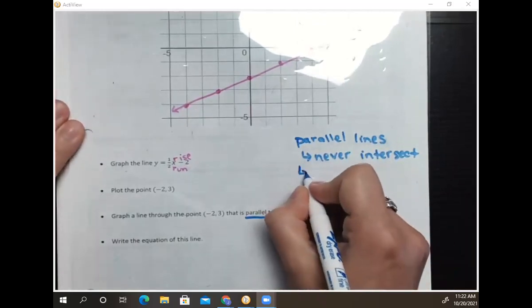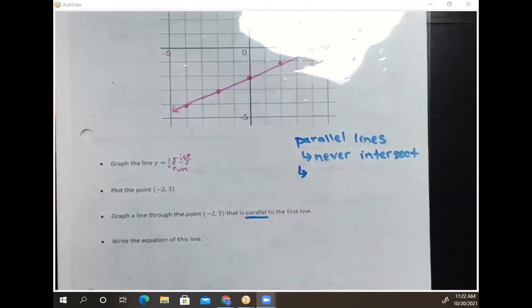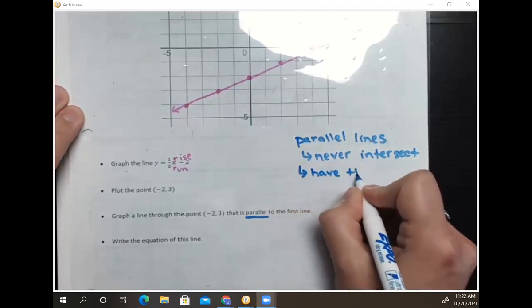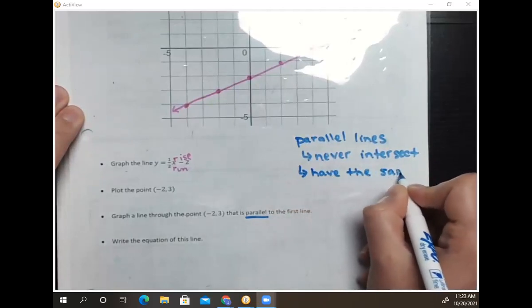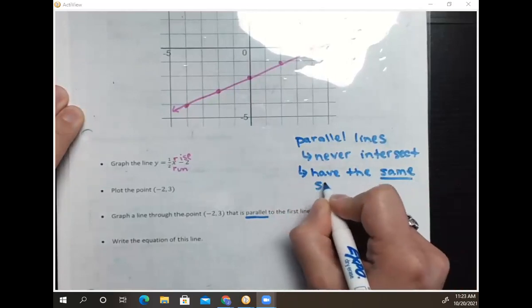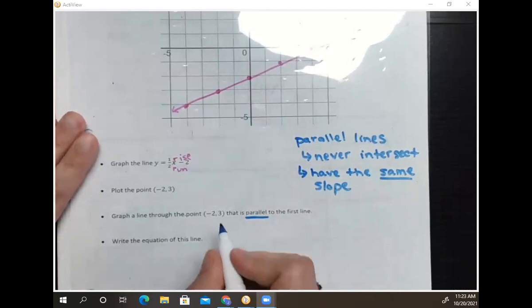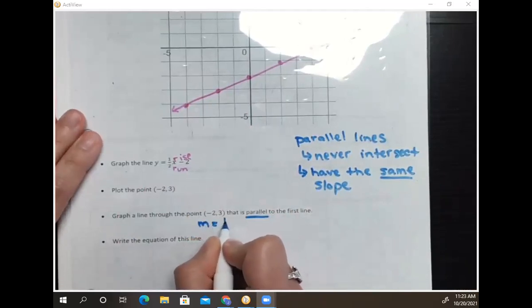Parallel lines, we know, never intersect. And the only way to get them to never intersect is if they have the same slope. Parallel lines must have the same slope. So if I'm going to graph a parallel line, it has to have the same slope as my original one. So I know its slope has to be 1/2.